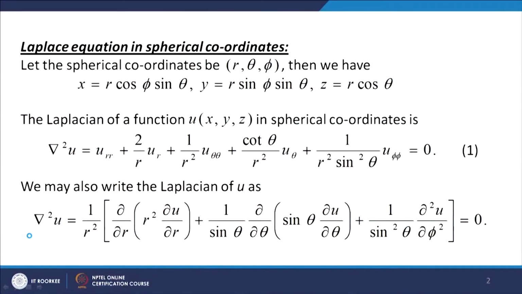We know that the spherical coordinates r, theta, phi are related to the Cartesian coordinates x, y, z by the equations x equal to r cos phi sin theta, y equal to r sin phi sin theta, z equal to r cos theta, where theta is the polar angle, phi is the azimuthal angle. Suppose we take this point P, whose Cartesian coordinates are x, y, z, and spherical polar coordinates are r, theta, phi.